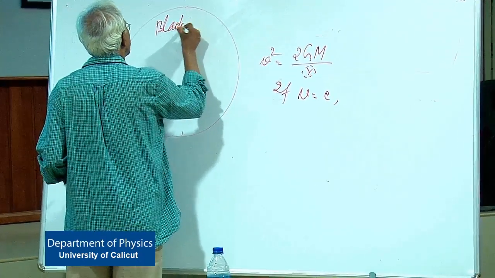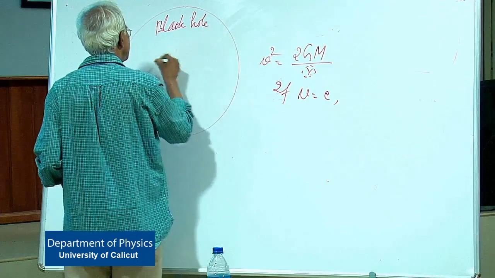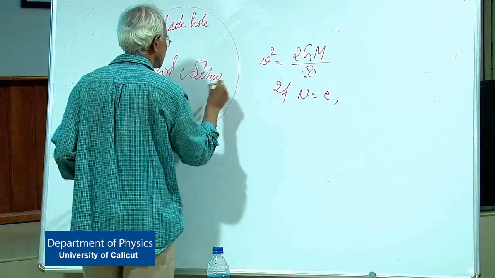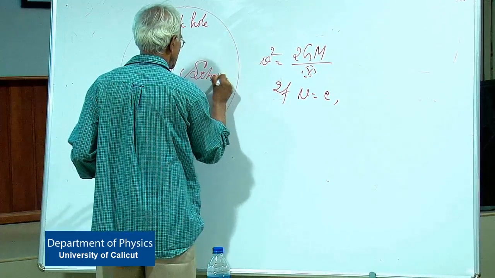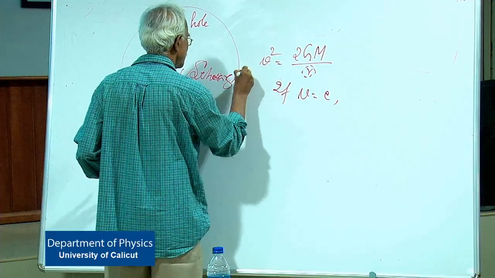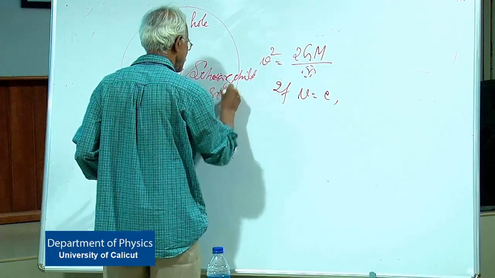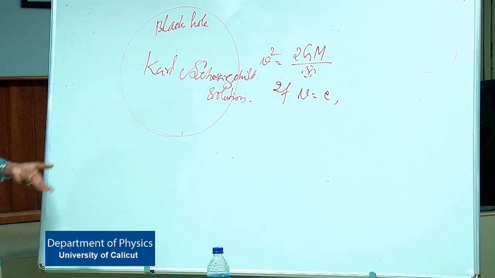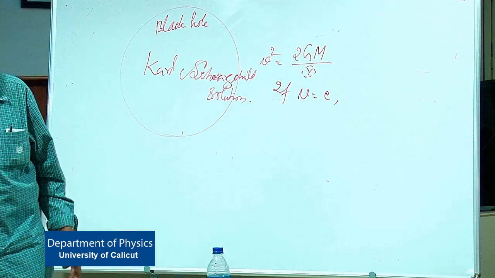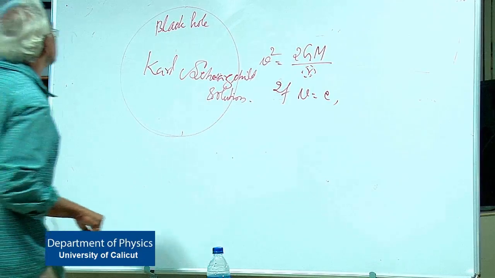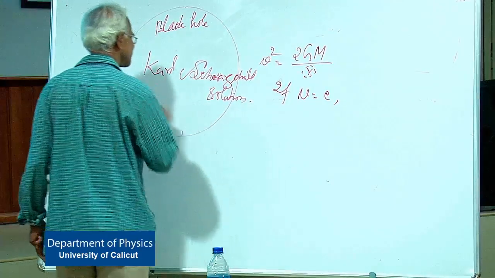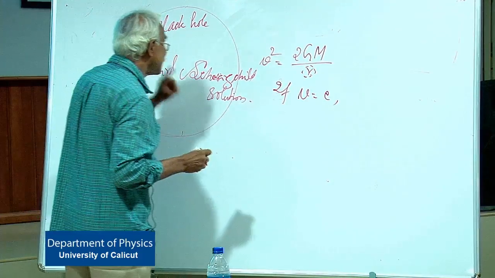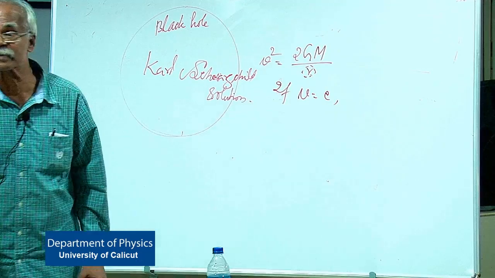This was predicted by Karl Schwarzschild, who is famous for the Schwarzschild solution. There is one more variety which is called Kerr, K-E-R-R, Kerr black hole. This is the Schwarzschild black hole with a spherical symmetry, etc. So this, in fact, could be related to gravitational redshift.